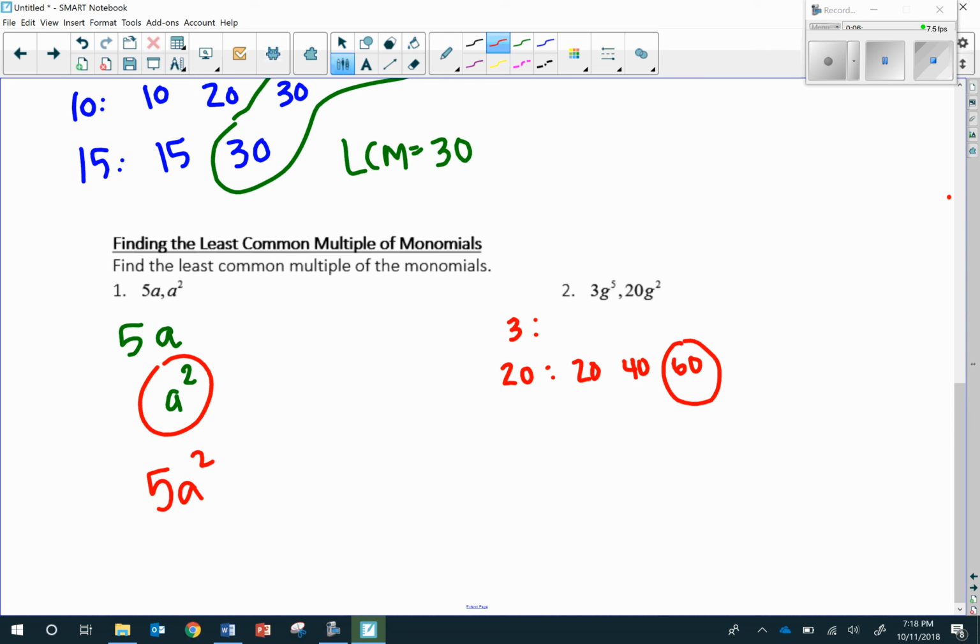If you needed to write them out for 3 in order to see that, feel free to do so. Our next step is going to be to look at our variables. So we have g to the 5th power and we have g squared. We always take the higher power. So in this case, we're going to take g to the 5th power. We're going to multiply these two together. So our LCM equals 60 times g to the 5th power.